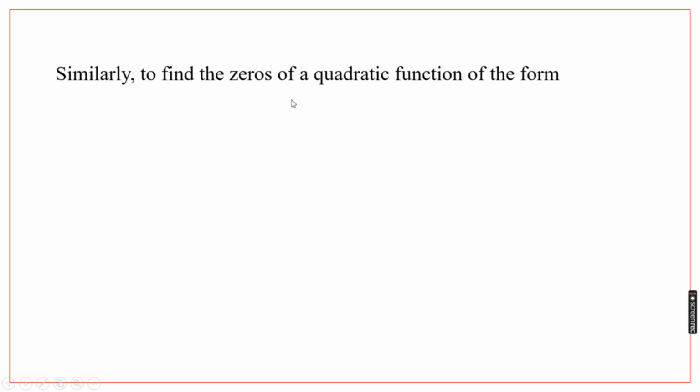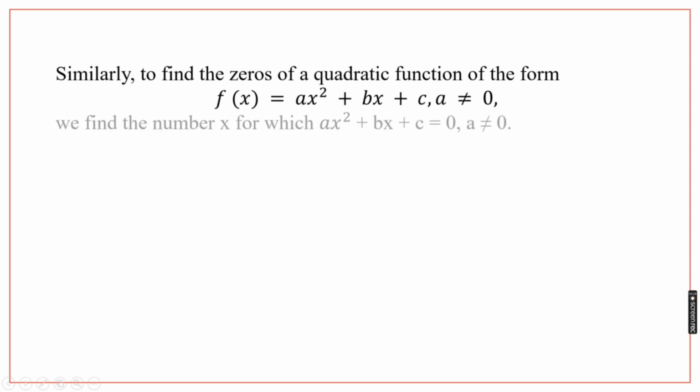Similarly, to find the zeros of a quadratic function of the form f of x equals ax squared plus bx plus c, a differs from 0. The quadratic function means x to the power of 2, while the linear function is x to the power of 1, which is degree 1. The leading coefficient a differs from 0, because if it were 0, it would not be a quadratic function. It would be a linear function, because a is 0.